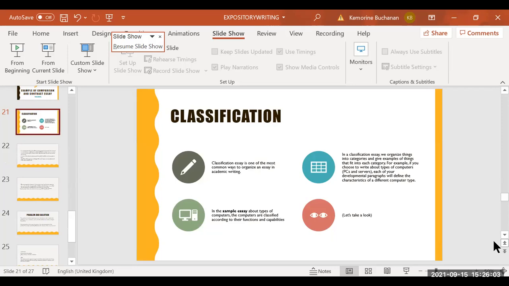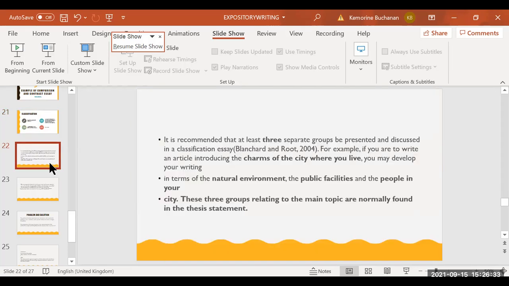So essentially in a classification essay, we organize things into categories and give examples of things that fit into each category. For example, if you choose to write about types of computers, PCs, and servers, each of your developmental paragraphs will define the characteristics of a different computer type. So you're going to tell me about personal computers, and you're going to tell me about servers, right? It is recommended that at least 3 separate groups be presented and discussed in a classification essay.